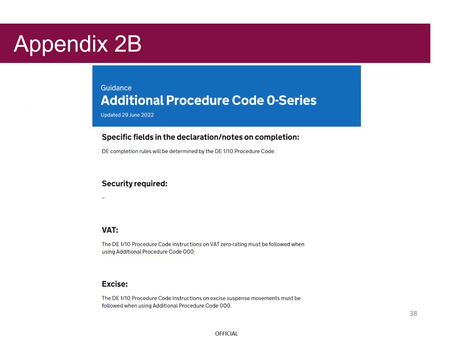As you can see, for additional procedure code 000, there are no extra conditions that need to be met. Therefore, Grayson doesn't need to include anything from this appendix. It's important to note that other additional procedure codes might require specific fields to be completed, laid out in the same format as Appendix 1.